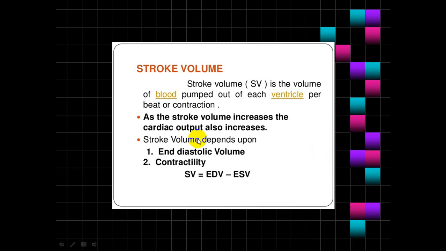Stroke volume is the volume of blood pumped out of each ventricle per beat, or contraction, or systole. As the stroke volume increases, cardiac output also increases; they are directly proportional. Stroke volume depends on end-diastolic volume and contractility.